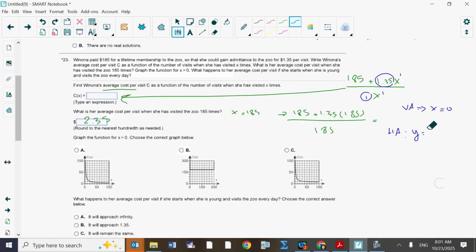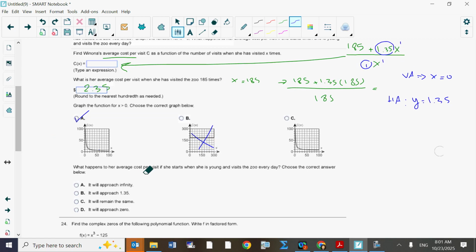So it's 1.35. I know that I have a rational function, so this is not the graph of the function. It should be one of these two. Which one has x equal to 0 as vertical asymptote? Both of them. Which one has this as horizontal asymptote? That's this one.